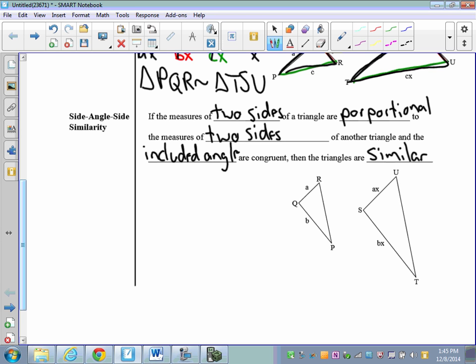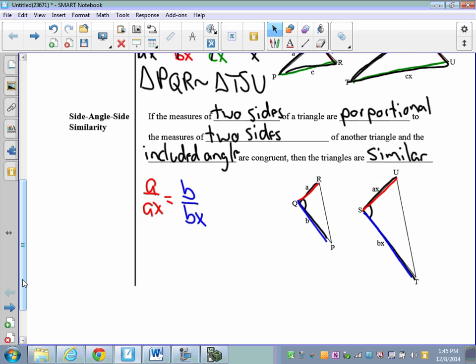So remember, the included angle for triangle QRP would be angle R. That's between A and B. And the included angle is S on our other triangle because it's between SU and ST. So we have the included angle, and we need to make sure that the sides are in proportion. So again, just like above, we take A over AX, and we see that that's equal to B over BX. And again, whenever we simplify it, we see that it's equal to 1 over X.